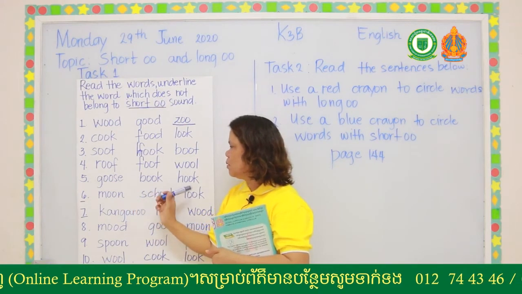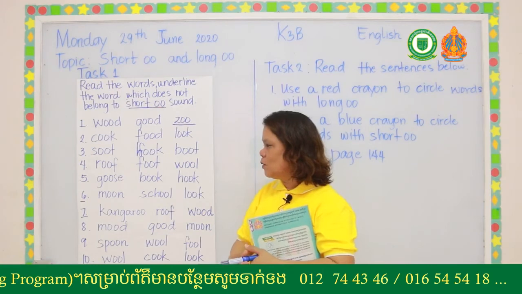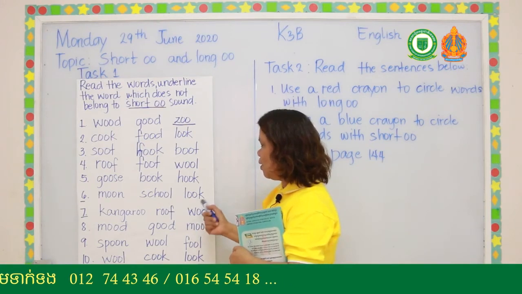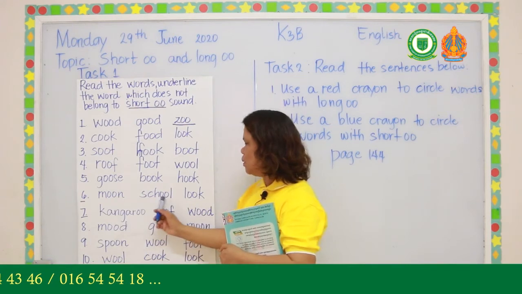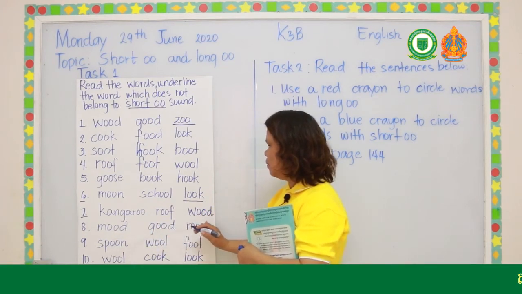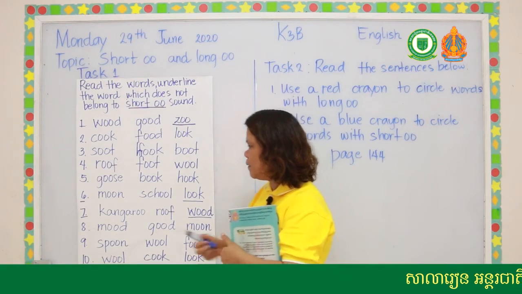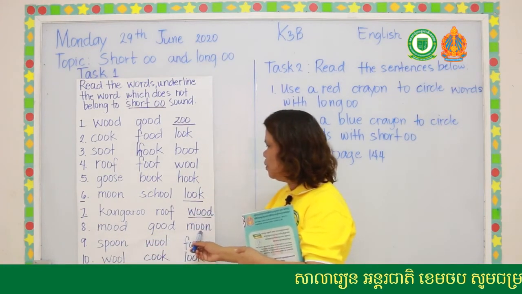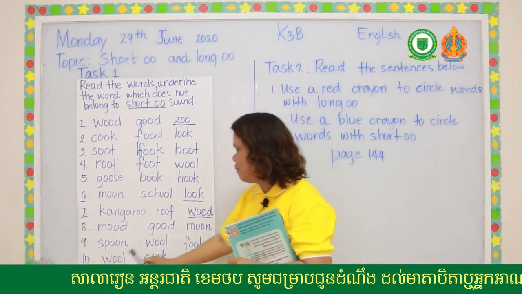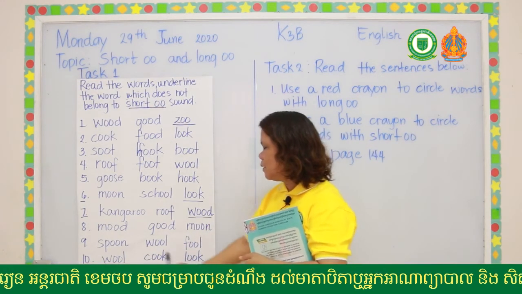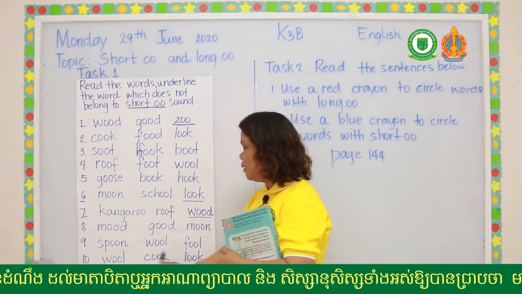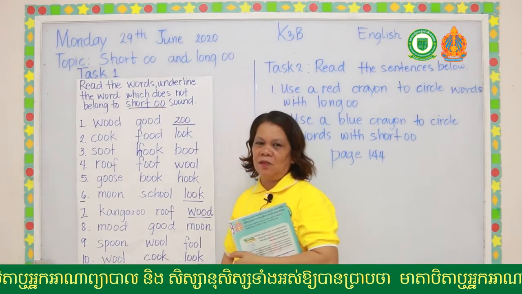Number 6. Here, you are going to underline only the short sound. Okay? Moon, school, look. So you're going to underline the look. Number 7. Kangaroo, roof, wood. Okay, underline this. Number 8. Mood, good, moon. Which is not short O? Underline. Number 9. Spoon, wool, full. Number 10. Wool, cook, look. Which is not short O?